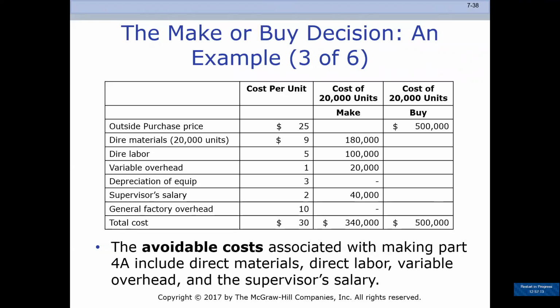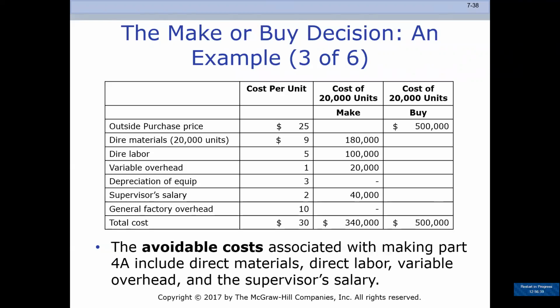Here, the cost of making 20,000 units: $180,000 for direct materials. Again, that's 20,000 times 9. Direct labor, again, 20,000 times 5. Variable overhead, 20,000 times 1. Depreciation of equipment, for the cost of those 20,000 units, again, they won't have that equipment. Supervisor's salary, well, 20,000 times 2 is 40,000. Is the supervisor's salary 40,000?